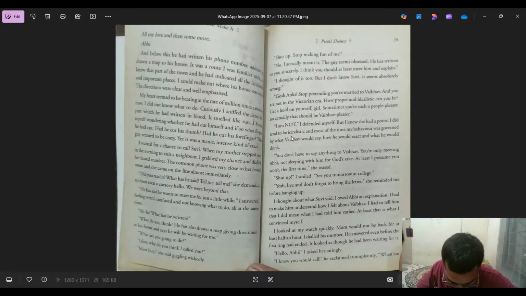I thought about what Suvi said. I would meet him and explain. I had to make him understand how I felt about Weber. I had to tell him that I did mean what I had told him earlier. At least that is what I convinced myself. I looked at my watch quickly. Mom would not be back for at least half an hour.